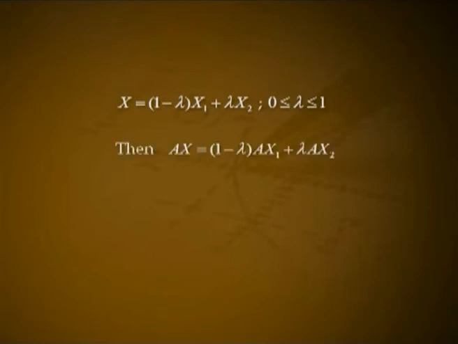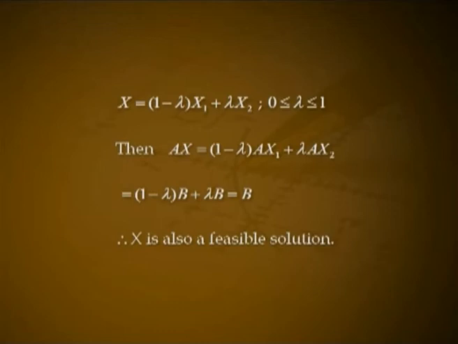Then Ax = (1 − λ)Ax1 + λAx2, that is equal to (1 − λ)b + λb, that is equal to b. Therefore, x is also a feasible solution. Thus, the set of all feasible solutions is a convex set.